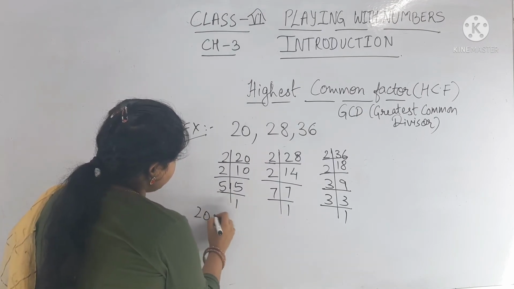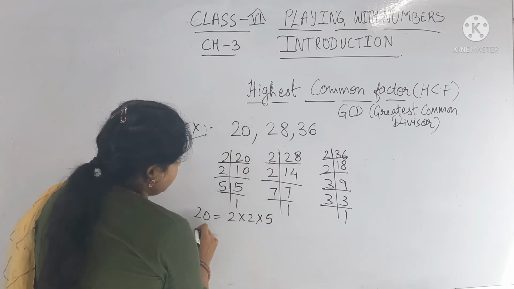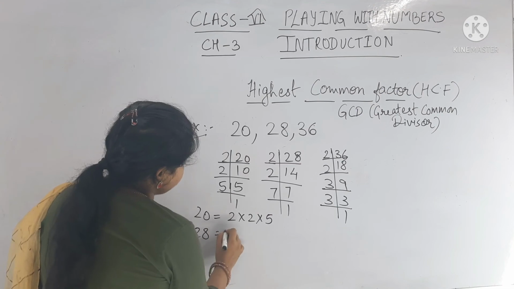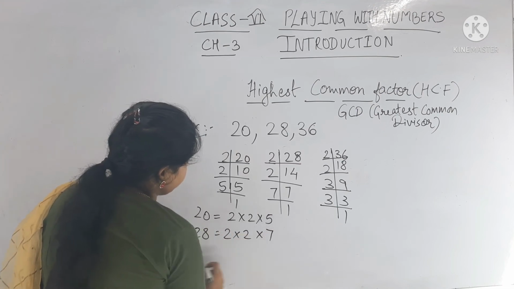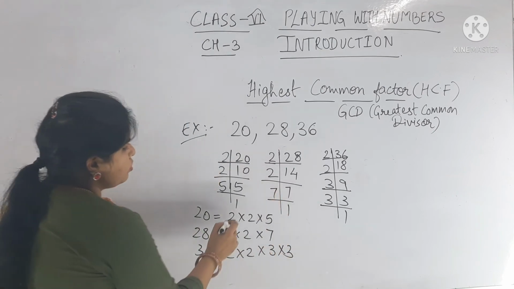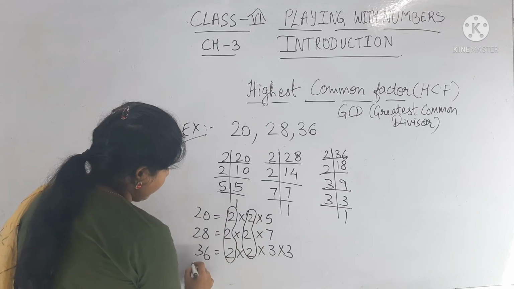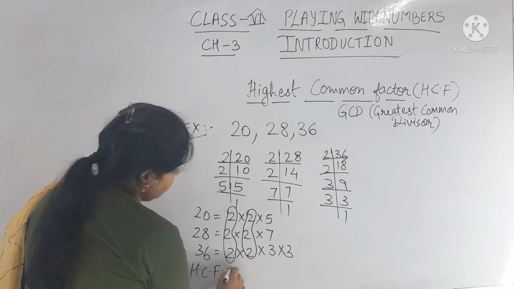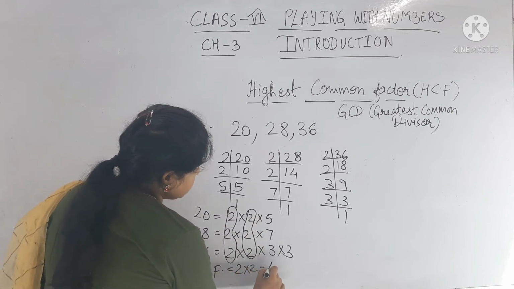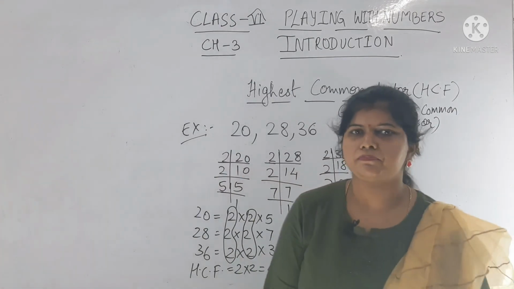Now you have to write 20 equal to 2 into 2 into 5, 28 equal to 2 into 2 into 7, 36 equal to 2 into 2 into 3 into 3. Okay, so you can see here 2 is common and this 2 is also common. So HCF is equal to 2 into 2, that is equal to 4. Like this you can solve easily by prime factorization.